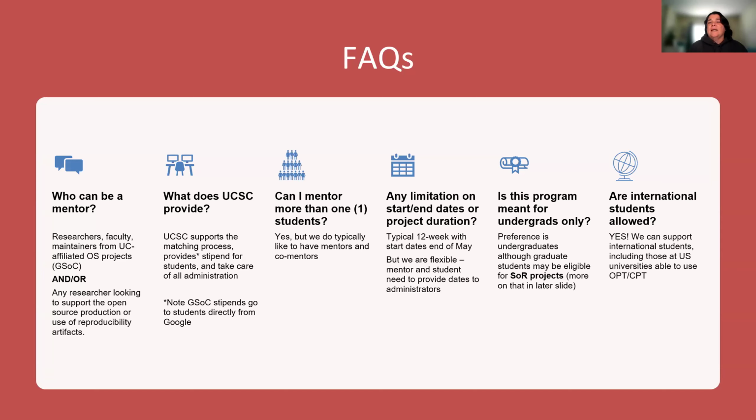For start and end dates, like I said, projects typically run between 10 and 12 weeks. I think 12 weeks is kind of the default. GSOC allows a lot of flexibility. The Summer Reproducibility, oh my gosh, can't say the word. The Summer Reproducibility also allows a lot of flexibility.